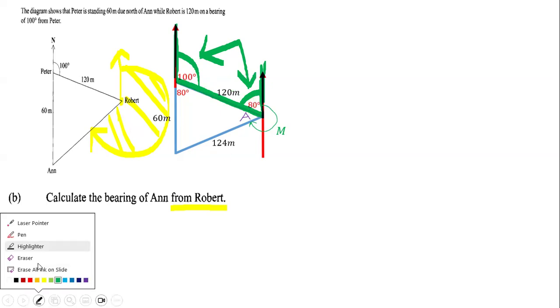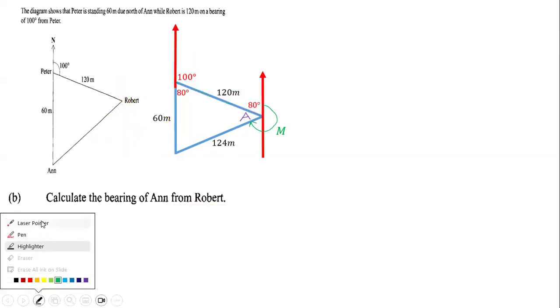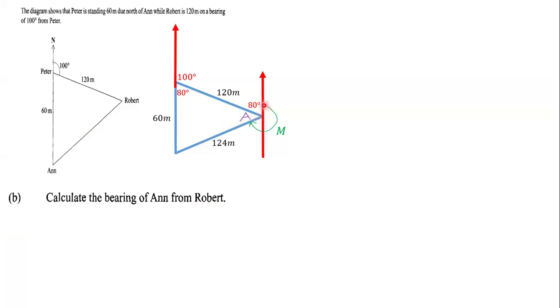And so let me erase all ink. Remember, our goal is to figure out the bearing, the angle from here all the way to here. And that's what M is. M is the bearing of Anne from Robert. So this is Robert here. We draw a north and we go in this direction all the way until we reach Anne. And so this M is our answer.